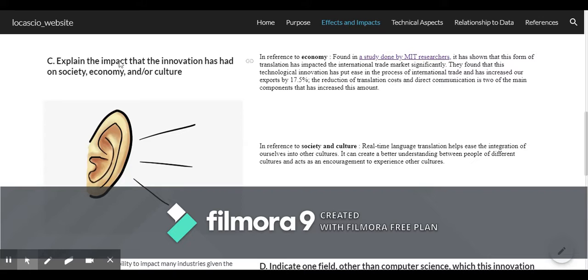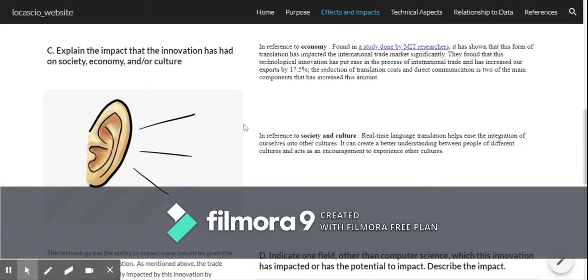For letter C, it asks me to explain the impact that the innovation has had on society, economy, and/or culture. And I go to describe how it's had a positive impact on the economy and has the potential to positively impact cultures and society by encouraging people to experience other cultures by taking away language barriers. To the left of this paragraph section, I have an image of an ear, and I felt it was relevant because this is a very audio-based technology.